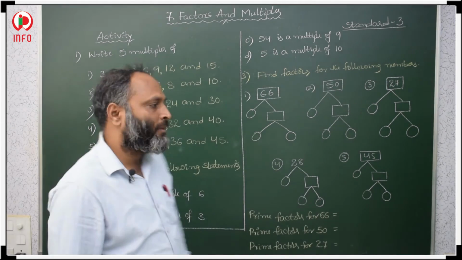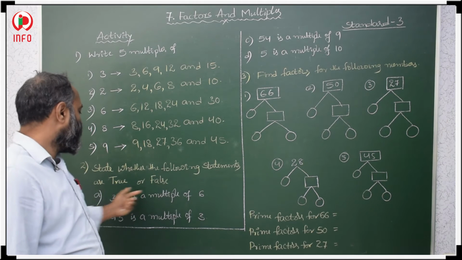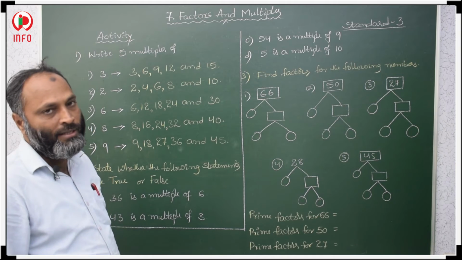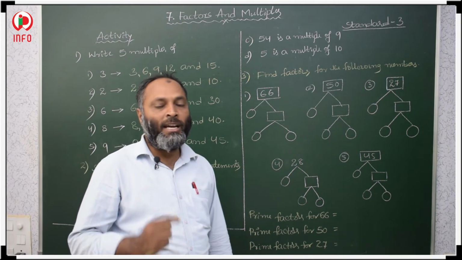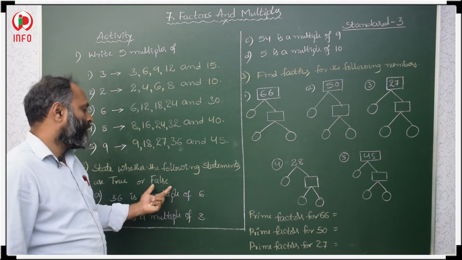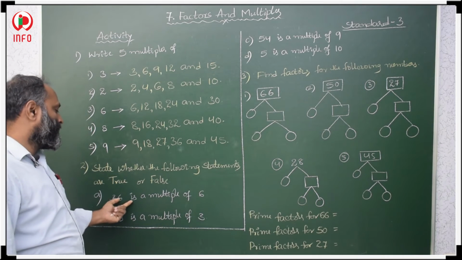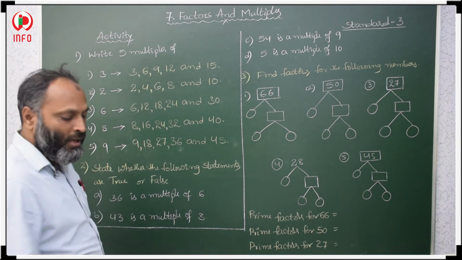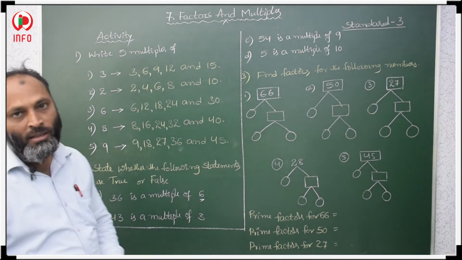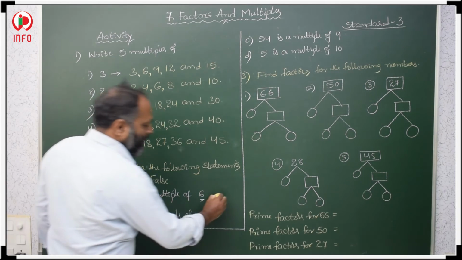Okay. Next, the second question: state whether the following statements are true or false. We have to read the statement and decide whether it is correct or not. If it is correct, write true there, and if it is wrong, write false there. First one, 36 is a multiple of 6. First, you have to check if 36 comes in the 6 table or not. 6 sixes are 36. Yes, it is a multiple.